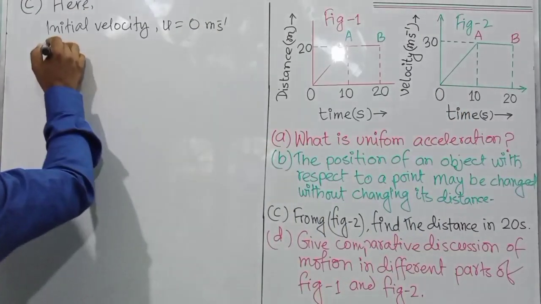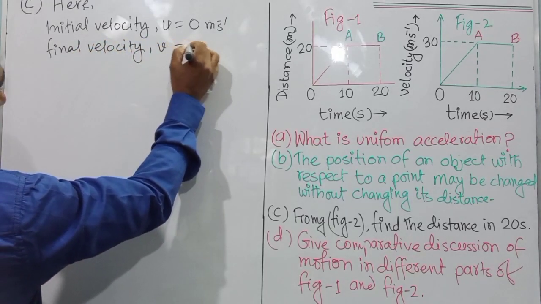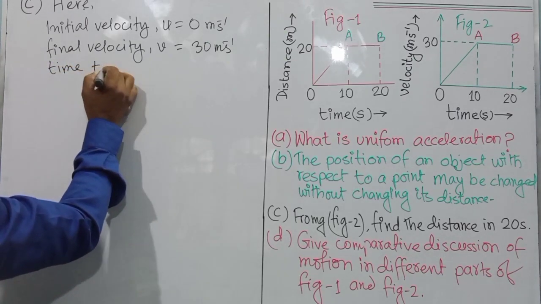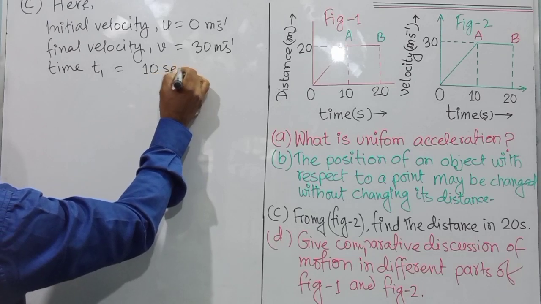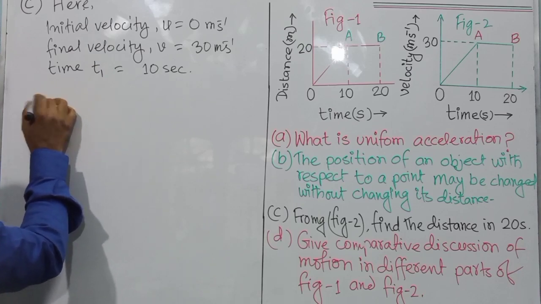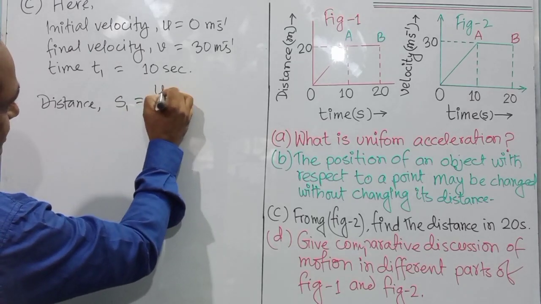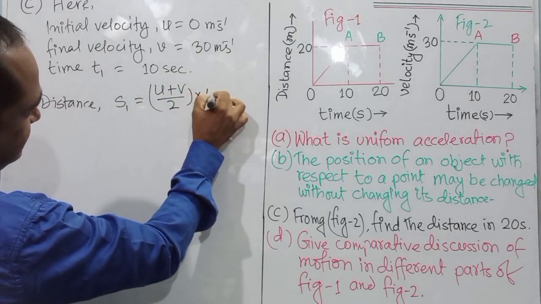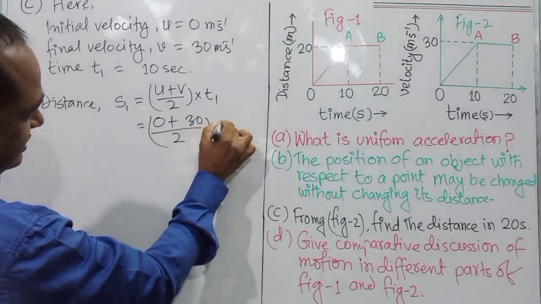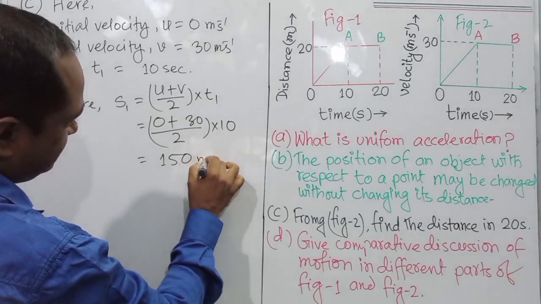For the first 10 seconds, the final velocity V is equal to 30 meter per second, time T1 is equal to 10 second. So the distance for the first 10 seconds we can calculate using this equation. If denoted by S1, then we can write that S1 is equal to (U plus V) divided by 2 multiplied by T1. U is 0, V is 30, divided by 2 multiplied by 10. After the calculation the value will be 150 meter.